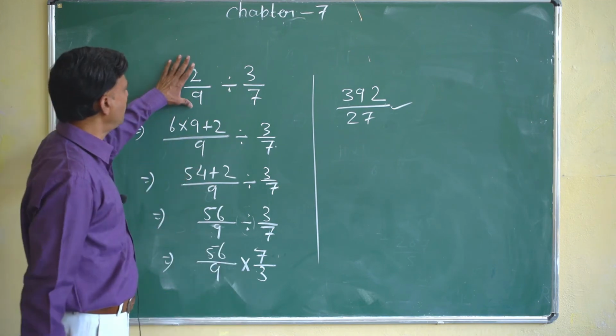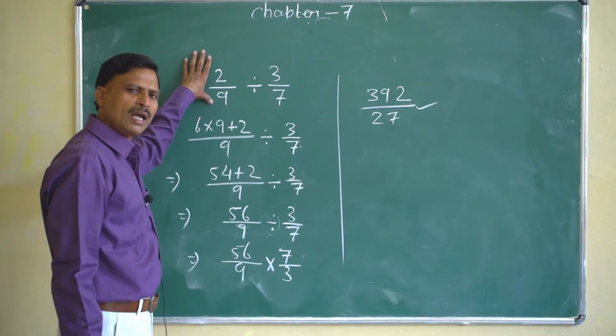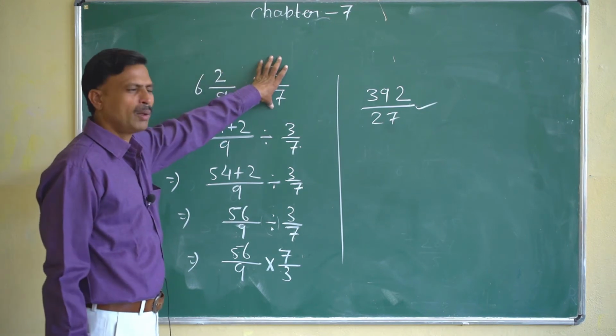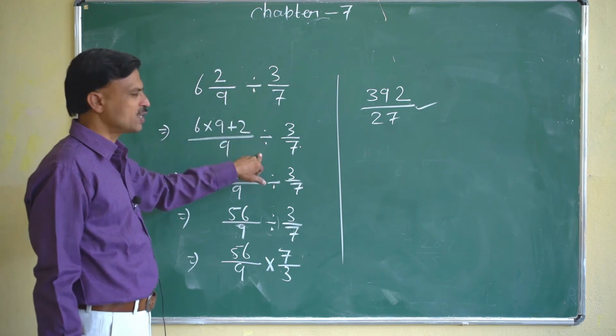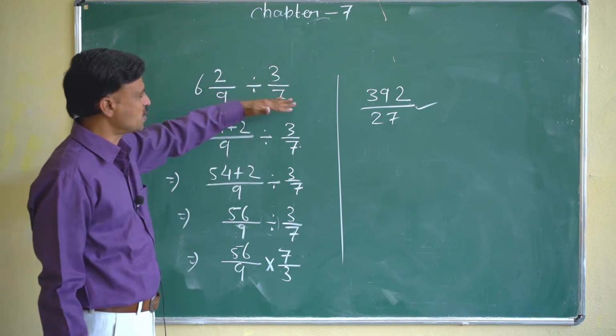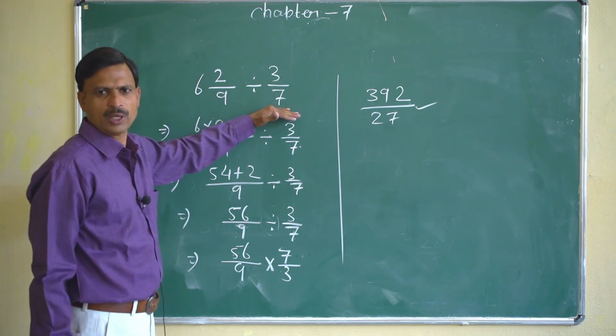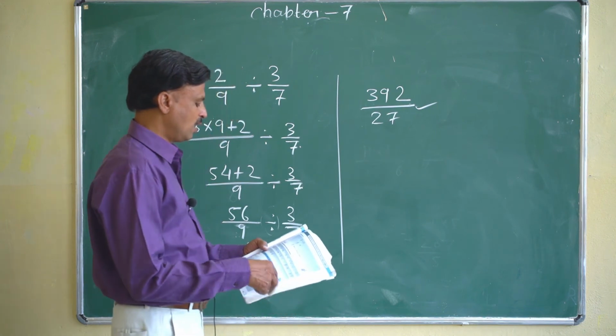So a fractional number, a mixed fraction, or an improper fraction can be divided by a whole number, but you will see that instead of division we'll convert it into multiplication, and the divisor will get reciprocal. Same process for a fraction divided by a fraction. Okay, one more question I am taking, fraction divided by fraction.